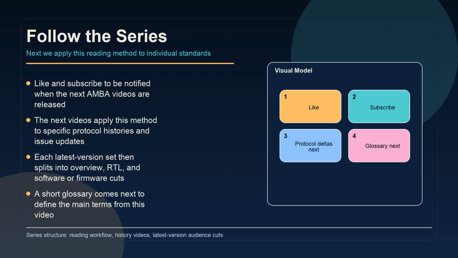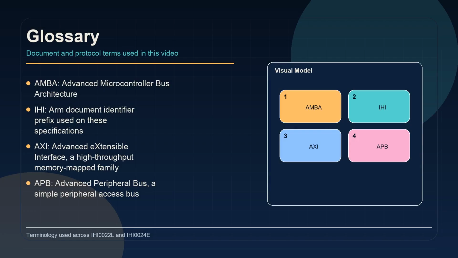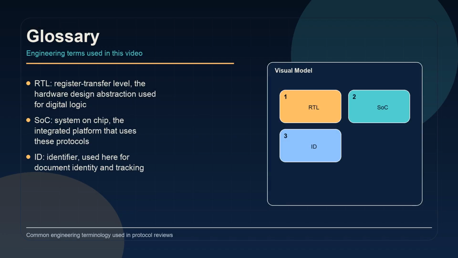Before we close, here's a short glossary. To close, here is a glossary for the document and protocol terms in this video. AMBA stands for Advanced Microcontroller Bus Architecture. IHI is the document identifier prefix used on these specifications. AXI means Advanced Extensible Interface, and APB means Advanced Peripheral Bus. The final engineering terms are RTL for Register Transfer Level, SoC for System on Chip, and ID for Identifier, which is the role the document code plays in this reading method.